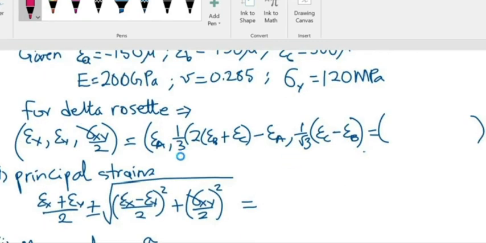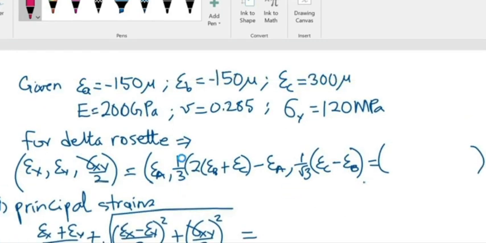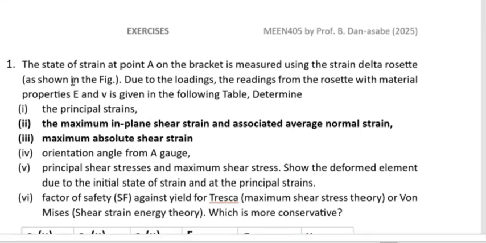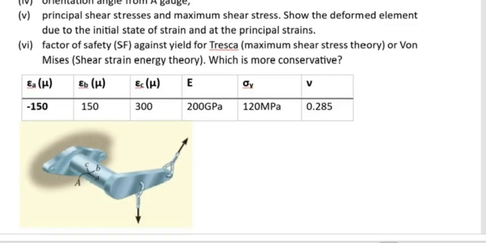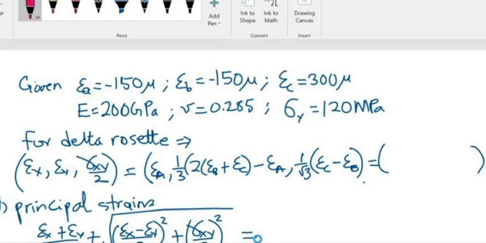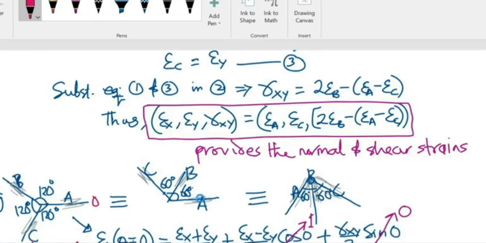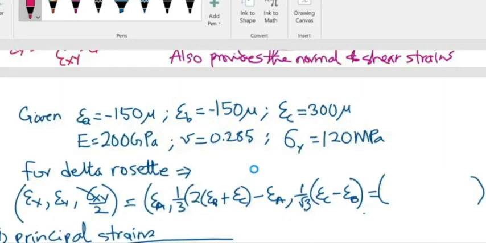So let's go directly to our problems. Let's look at the first question here. The state of strain at a point A on the bracket is measured using the strain delta rosette as shown in the figure. This is the diagram here. You can see the way it is. This is the version of the delta rosette.